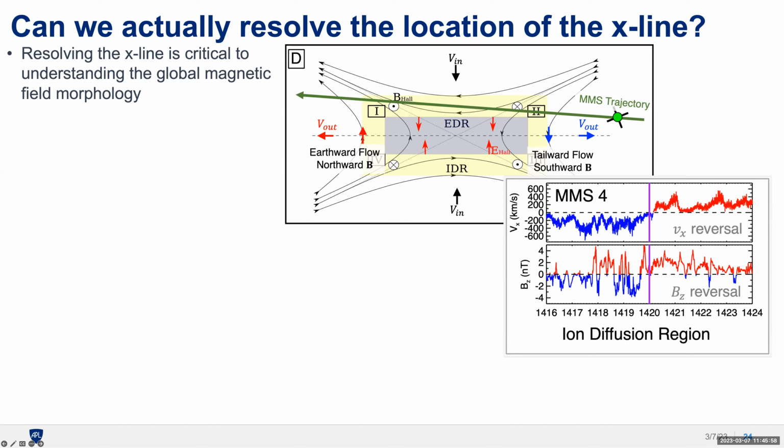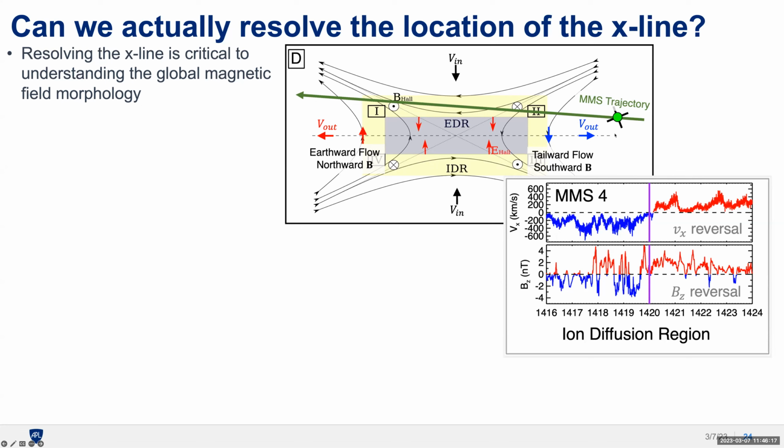So, and they should be correlated, right? As you fly through these two things should be highly correlated. So here's an example of MMS flying through one of these ion diffusion regions directly observing magnetic reconnection. So we see a reversal in the flow velocity.